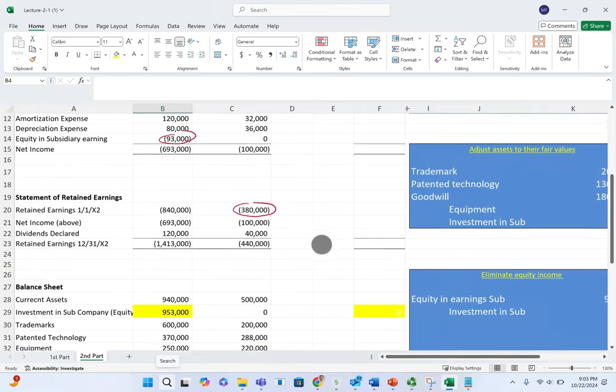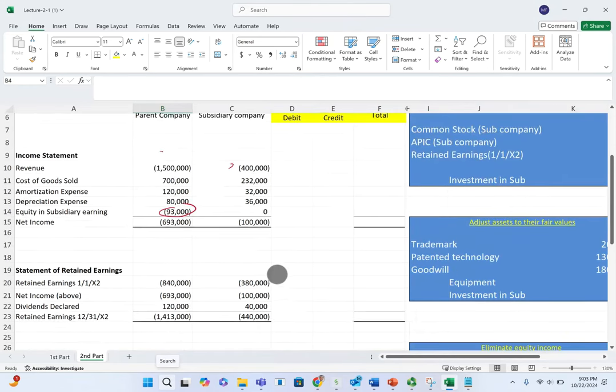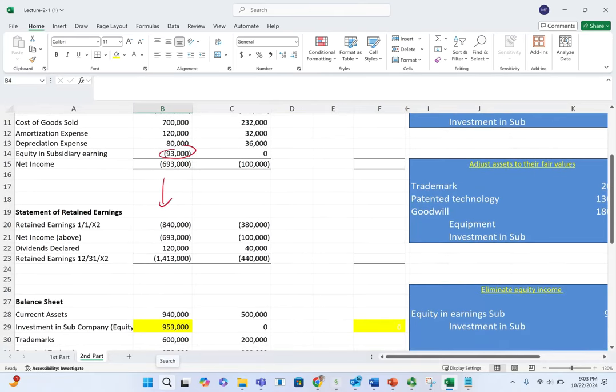So let me go over the statement of retained earnings and the balance sheet. Retained earnings of the parent company, this is the parent company column, is 840. Now remember, at the end of the day, the only thing that's going to survive is the parent retained earnings and the parent equity. So retained earnings beginning, 840, net income from above, 693, and dividend declared by the parent, 120, retained earnings is 1,430,000. And I'm telling you right now, that's what's going to survive. The only thing that's going to survive is the retained earnings of the company. So if on the CPA exam you're stuck, just put everything in the retained earnings and you will be fine.